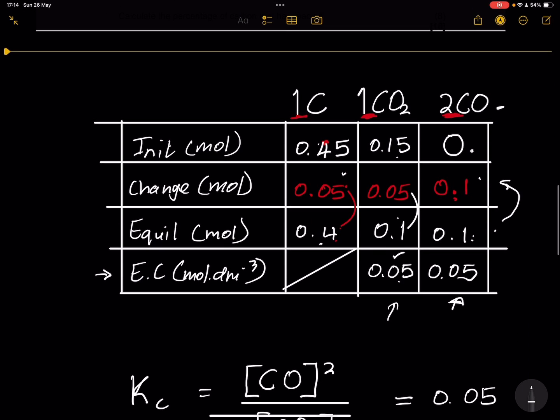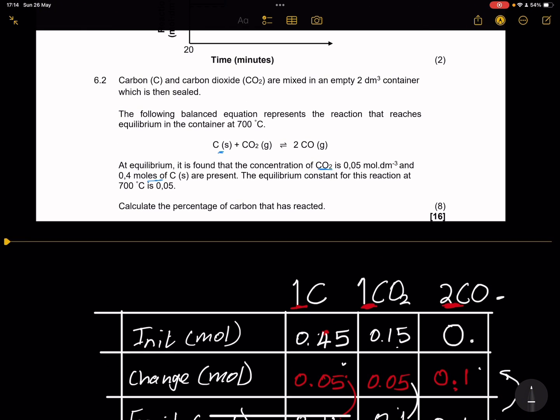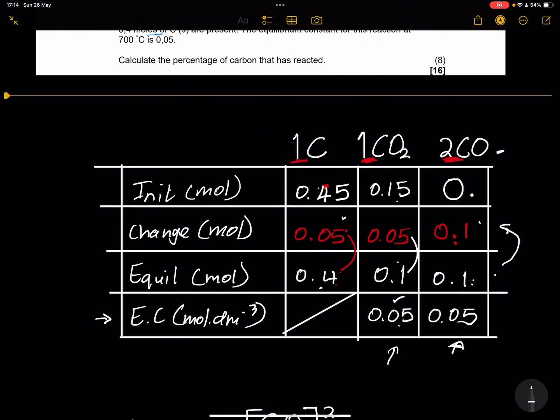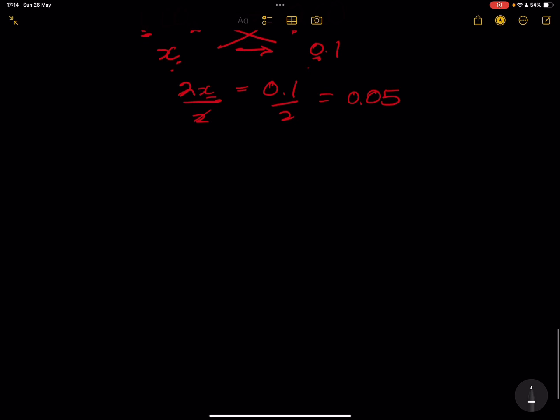Okay, so now let's answer the question. They said calculate the percentage of carbon that reacted. Now, to get the percentage, which one reacted? It is the one that changed. That's where the reaction took place, right? So I'm going to take the one that reacted divided by the total amount of carbon that we started with. So percentage carbon that reacted will be the number of moles of carbon, 0.05, divided by the total amount of carbon that we had at the beginning, and this is multiplied by 100.